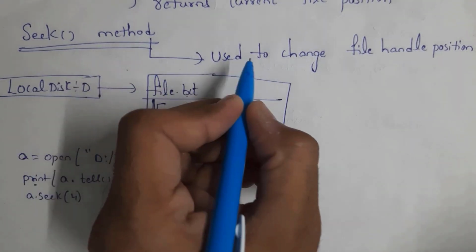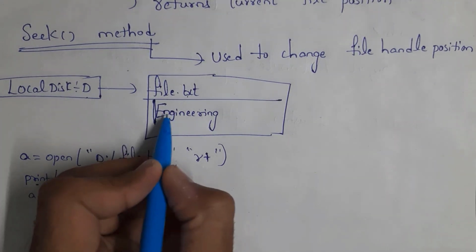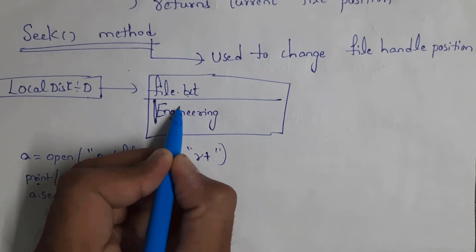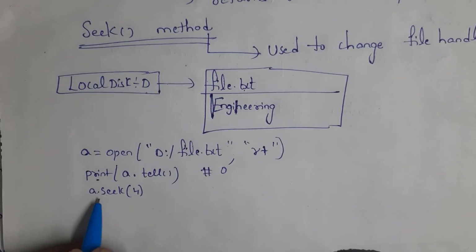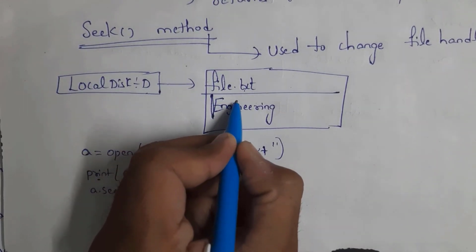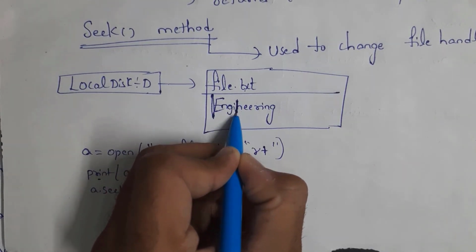Next I am writing here a.seek(4). The seek function is used to change the file handle position. That is nothing but it is used to change the cursor position. For example, I want to place the cursor after 4 characters. I want to place the cursor here. So just write here a.seek(4). That is nothing but it will place my cursor after 4 characters, E N G I. It will place the cursor here.